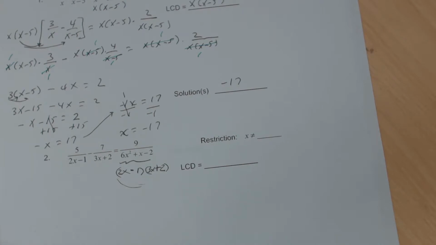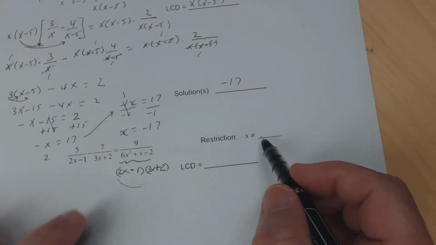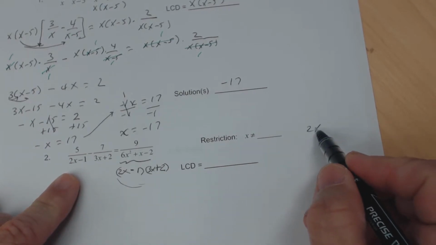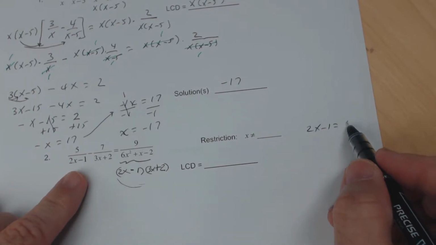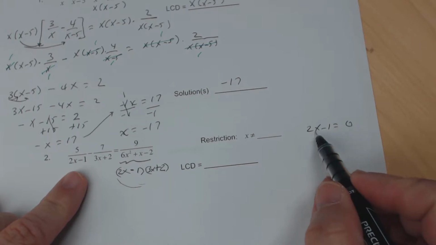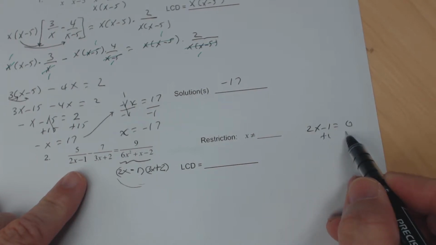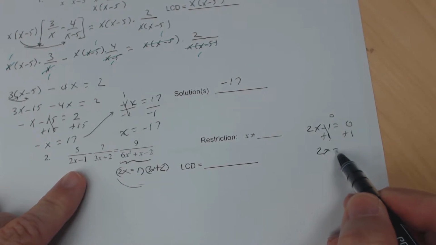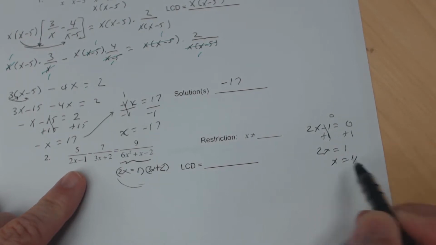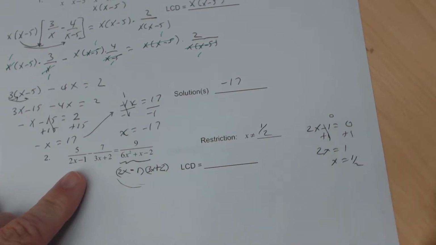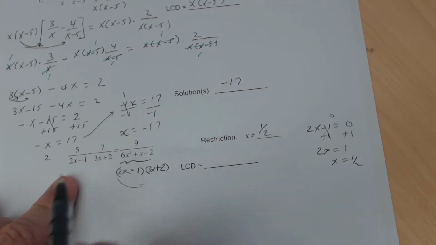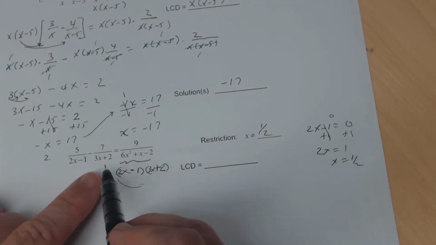All right, so let's go ahead and find the restrictions. So my first factor I see is 2x minus 1. I want to find out where this is equal to 0, so I'm going to say equal to 0. And notice this is a linear equation, so I add 1 to both sides. And so when I combine like terms, I get 2x equal 1, so x is a half. So my first restriction is that x cannot equal a half, because when x is 1 half, 2 times a half is 1, 1 minus 1 is 0. And you can't divide by 0.